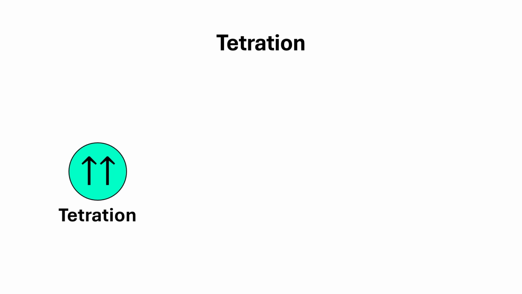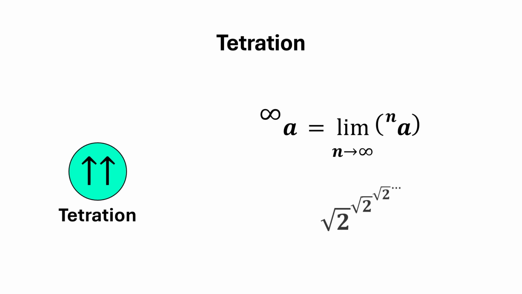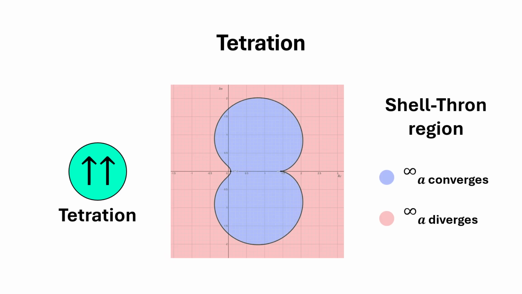An interesting fact of tetration is that it's possible for operations with infinity to converge to finite values. An infinite power tower of the square root of 2, for example, or the square root of 2 tetrated to infinity results in 2. All bases that converge for infinite tetration are found inside a region in the complex plane called the Shell-Thron region. For real bases, they are bounded by e to the power of negative e and e to the power of 1 over e.